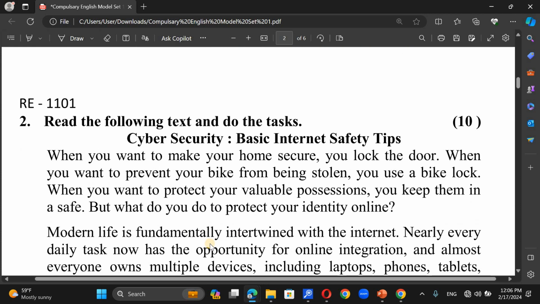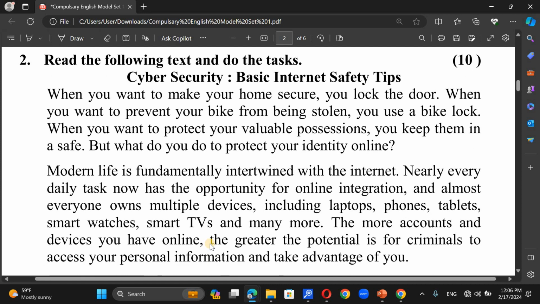Now this is the next text from the textbook, dear student. This is also from textbook. Cyber security, basic internet safety tips.